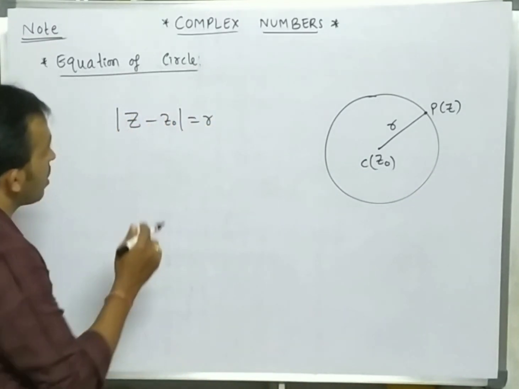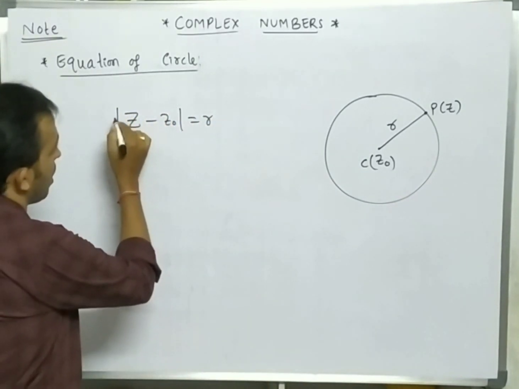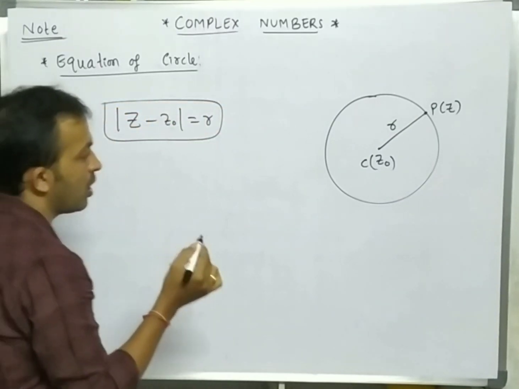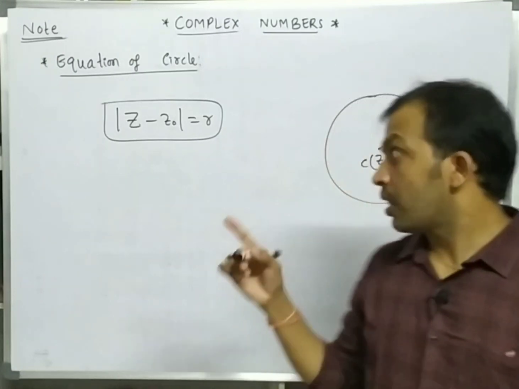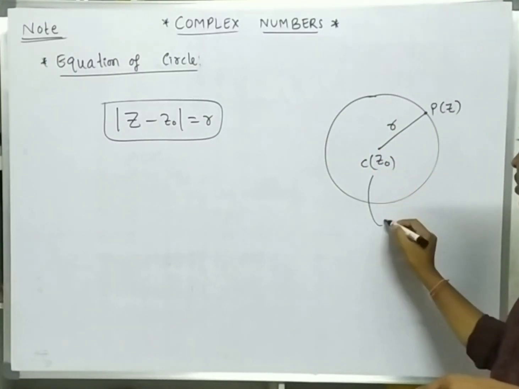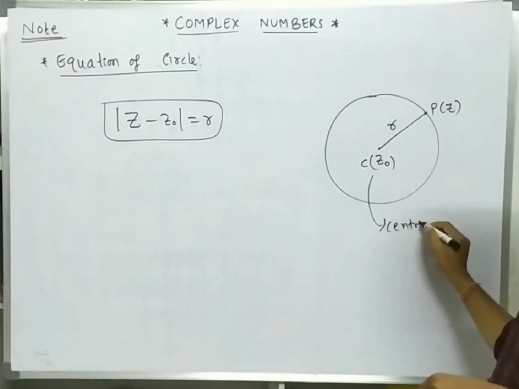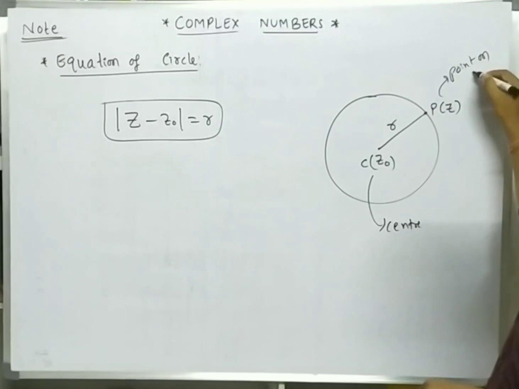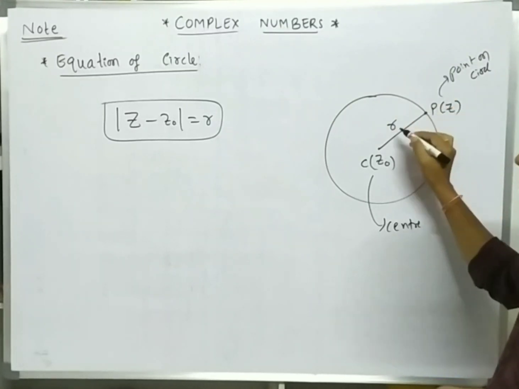Here the equation is modulus of z minus z naught is equal to r. Here z naught is the center of the circle, P of z is a point on the circle, and r is the radius.